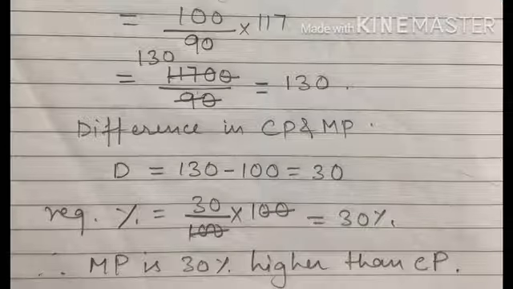Now we have to check the difference in cost price and mark price. So the difference in mark price and cost price is 30. So the required percent is equal to the difference in cost price and mark price upon CP multiplied by 100. So the difference is 30, so 30 upon 100 multiplied by 100, we get 30%. Therefore MP is 30% higher than the cost price. Rest of the questions we will discuss within the class, and you can solve them, and I will help you in solving those questions in classwork.